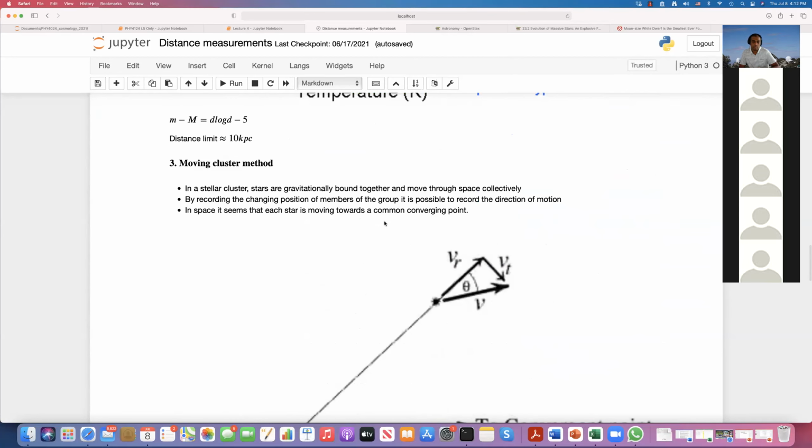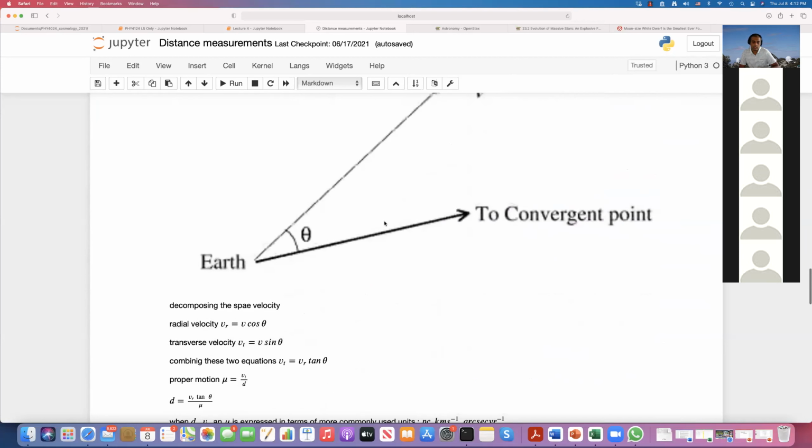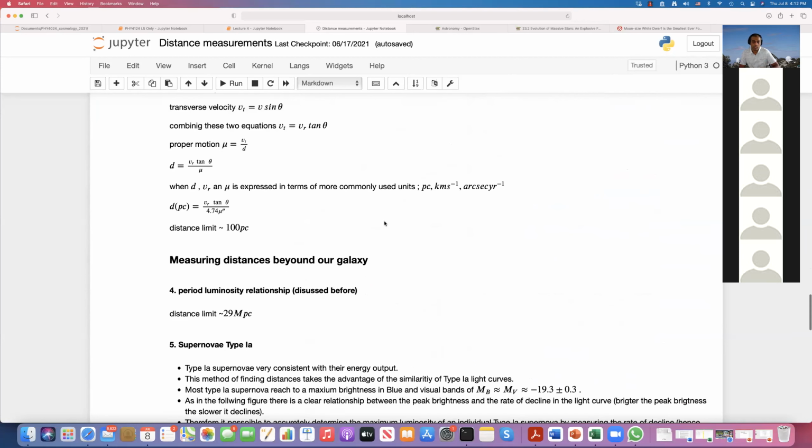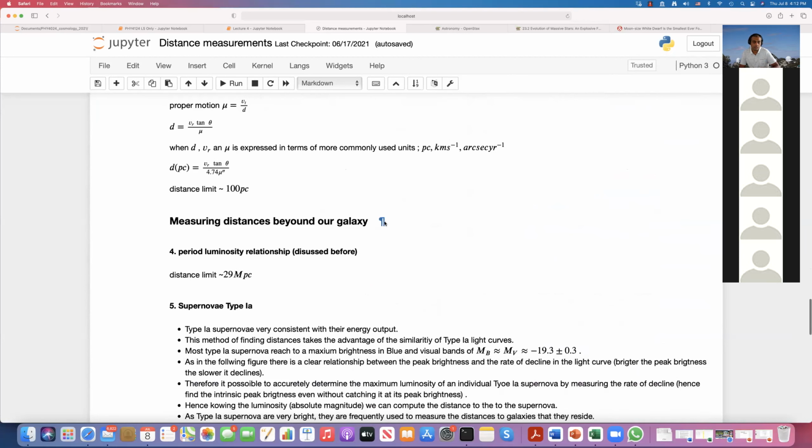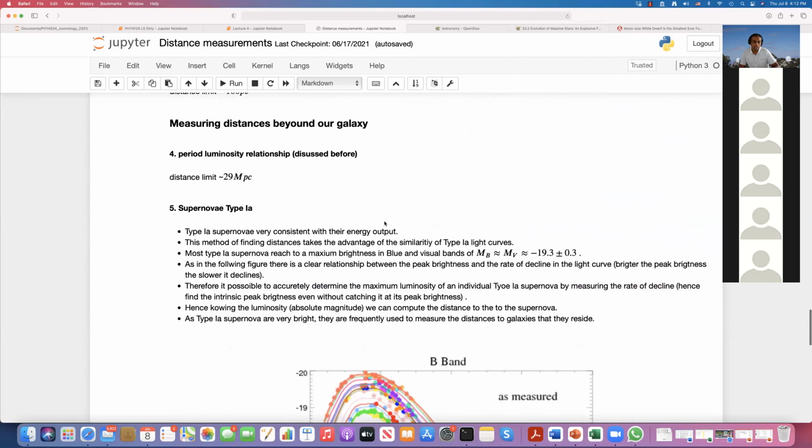And then there is something called the moving cluster method to measure the distances. I'm not going to talk about that. What I want to show you is there is another method that we used to call the period luminosity relationship to measure the distances to galaxies, right? And this is actually the first method that we used to discover galaxies other than the Milky Way. I will talk about that in the next section when we talk about galaxies.